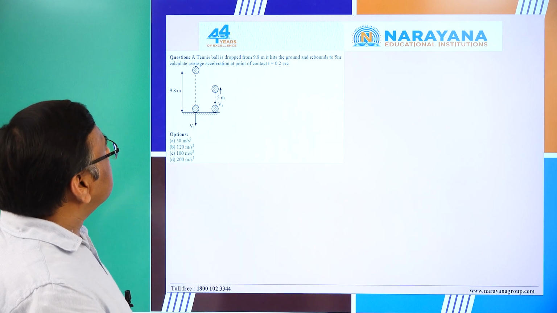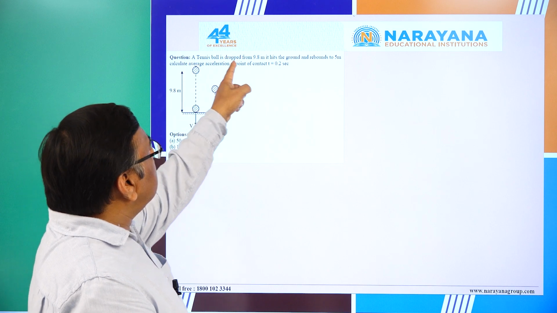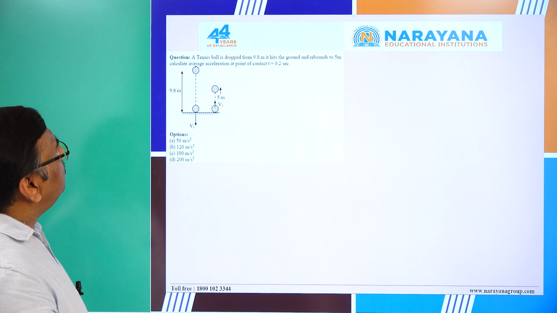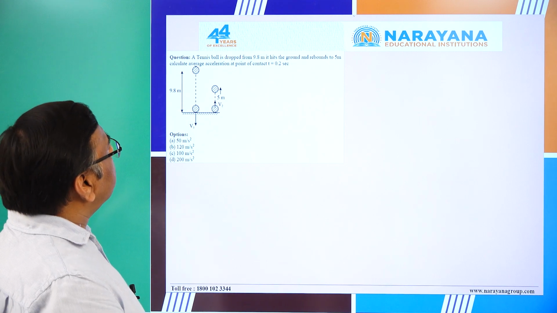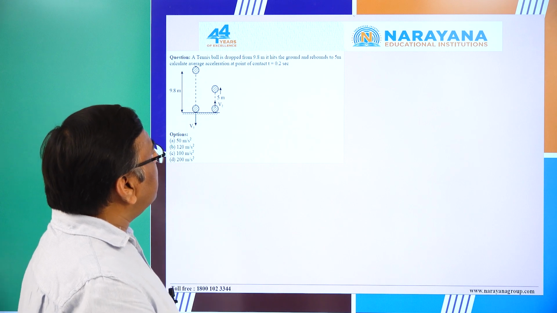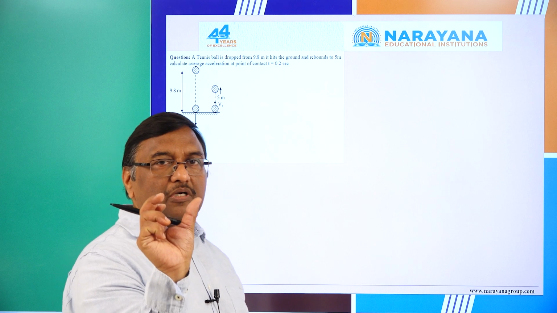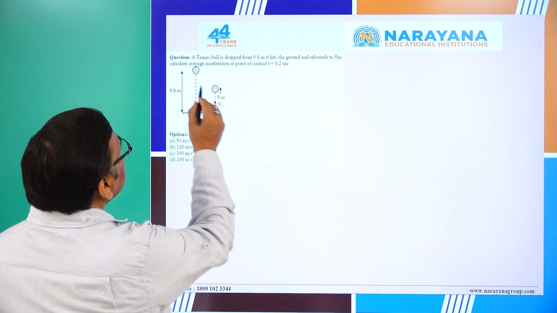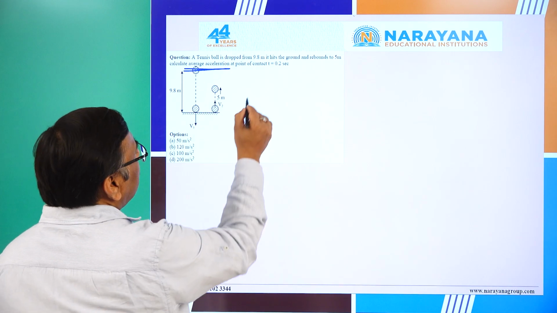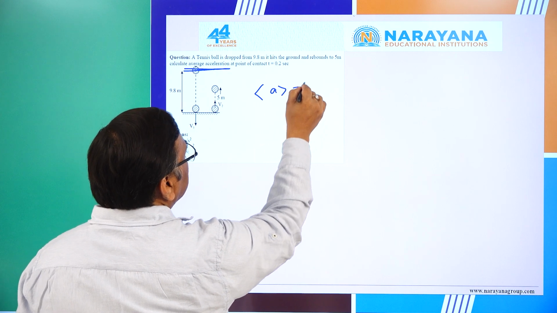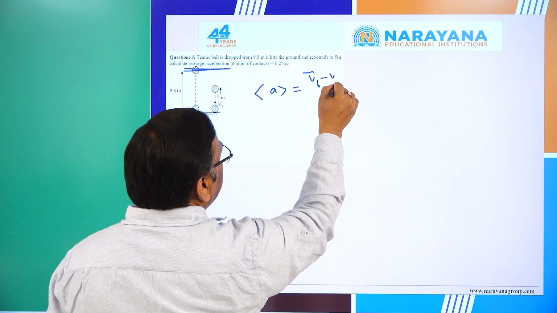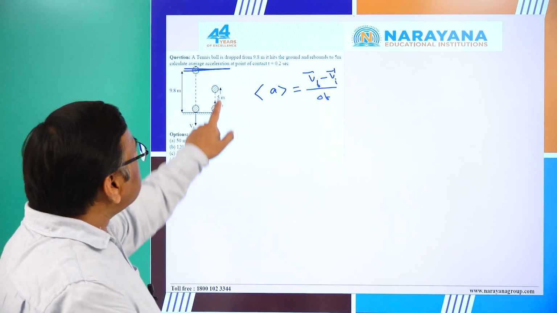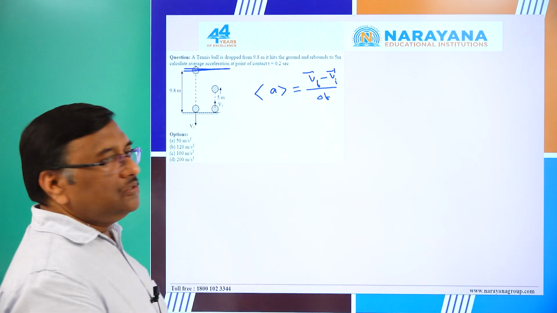Next question is again on your mechanics. Here we are saying a tennis ball is dropped from 9.8 meter, it hits the ground and rebounds to 5 meter. Calculate average acceleration at the point of contact. T is 0.2 second. That means this T must be given only for the time of contact on the body. If I know the time of contact, he is asking here for average acceleration. You know my average acceleration is nothing but my final velocity minus initial velocity upon the time interval, that is the time of contact. This time of contact should definitely be 0.2 second.